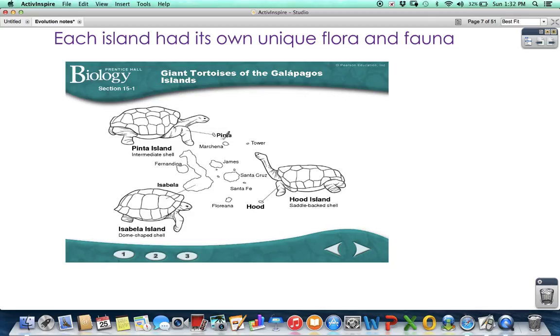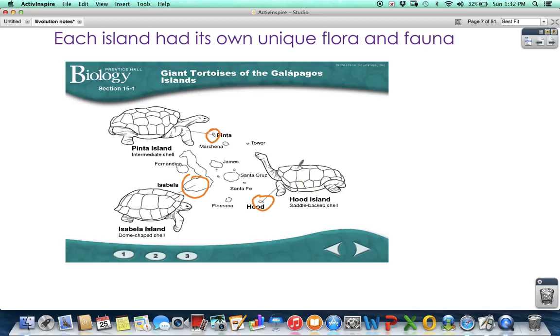So as he went around, one of the more famous things that he did was to go to the Galapagos Islands. And the islands, as you can see, are all over the place here. When he went to these different islands, he found these species of tortoises.